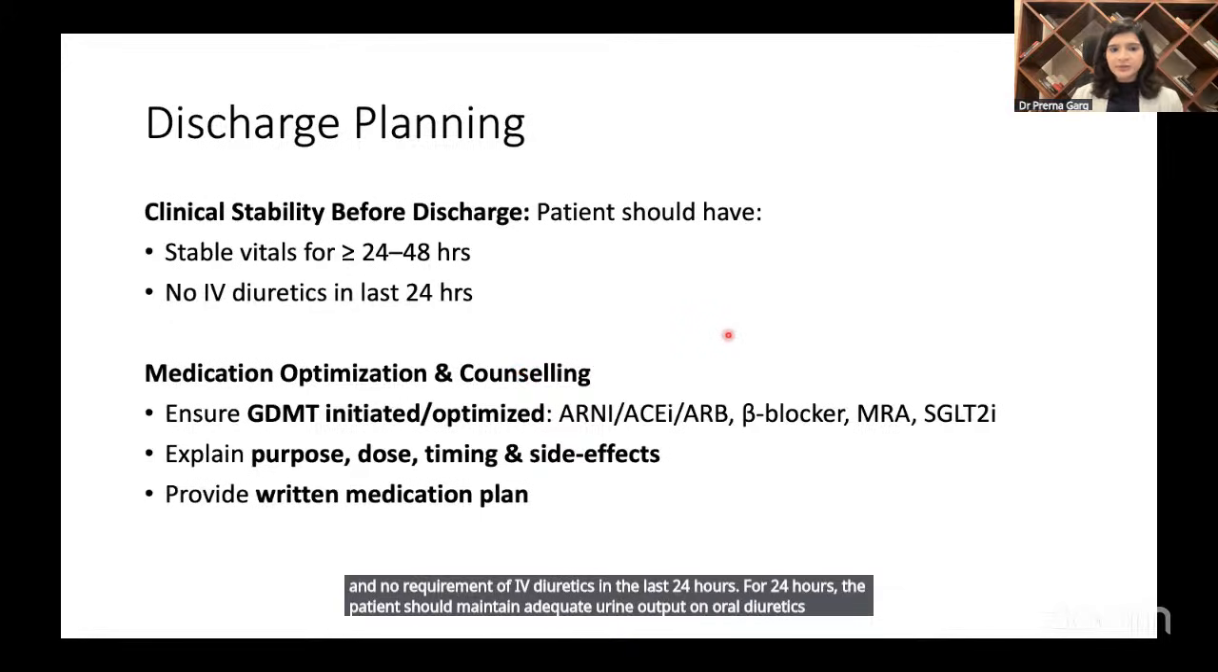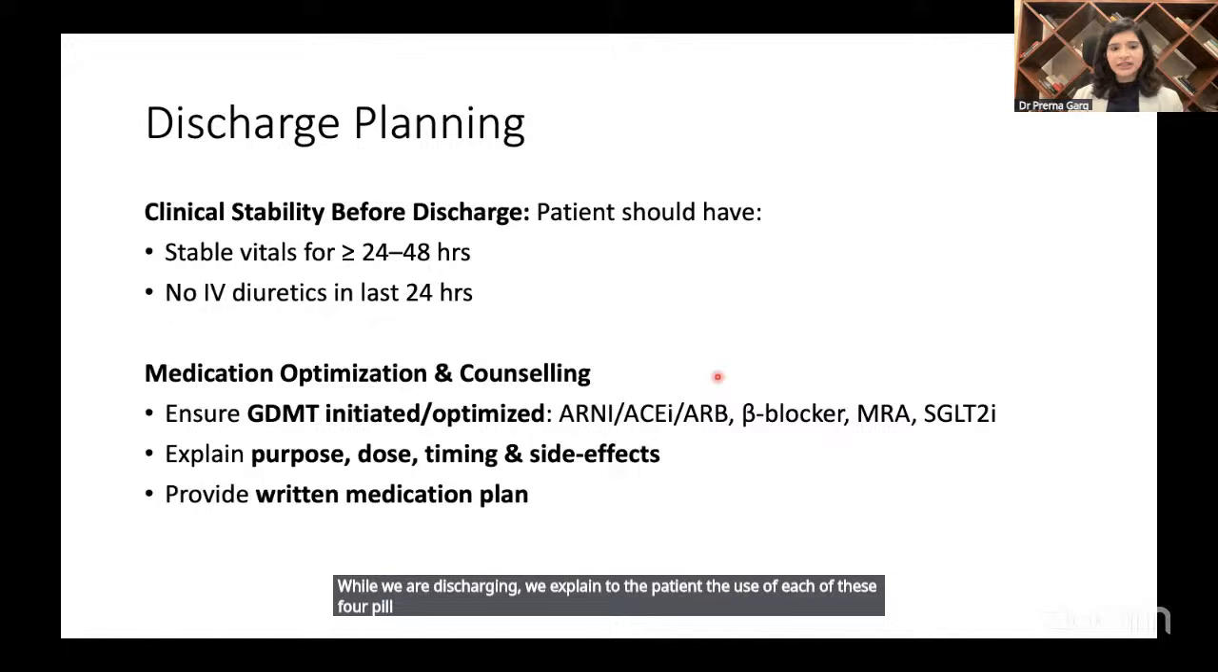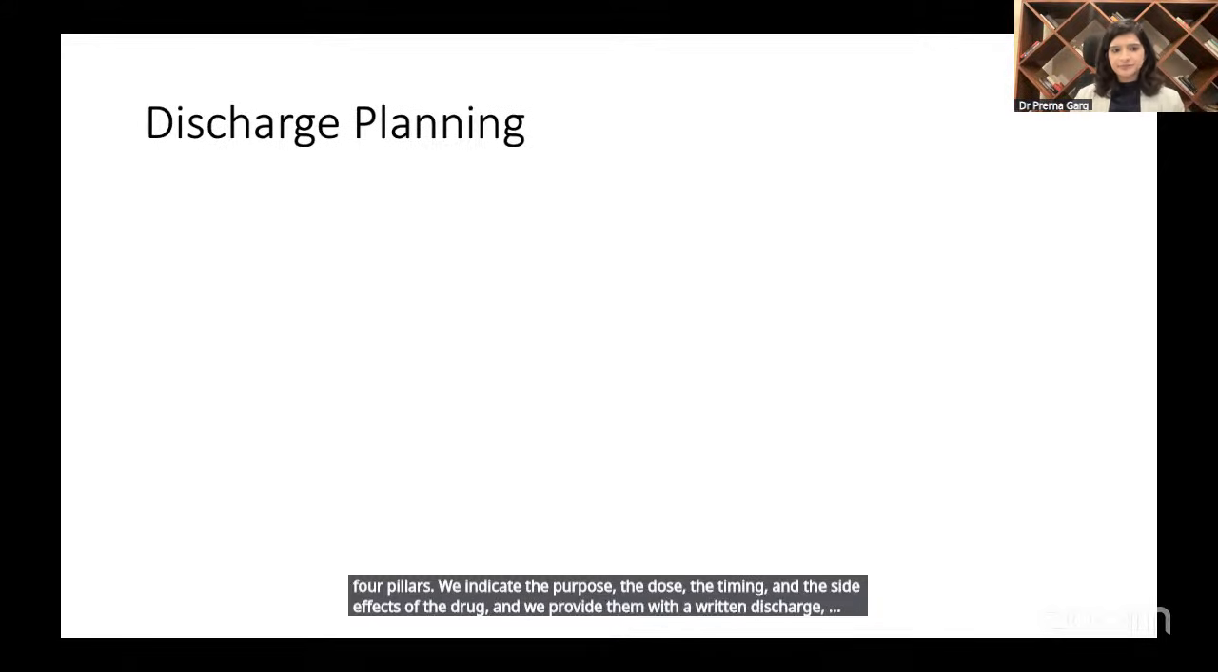We should have optimized and counseled him regarding the medicine. All 4 pillars, as much as possible, have been initiated. While we are discharging, we explain to the patient the use of each of these 4 pillars. We indicate the purpose, the dose, the timing, and the side effects of the drug. And we provide them with a written discharge, which has the written medication plan.